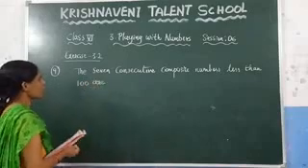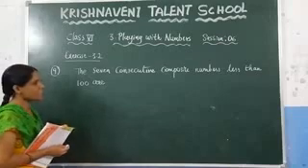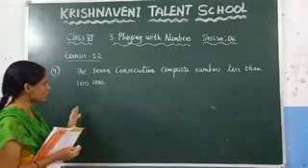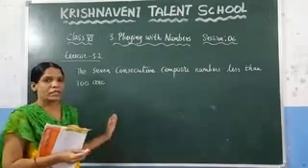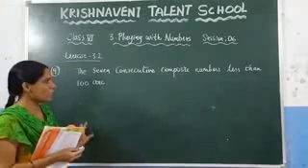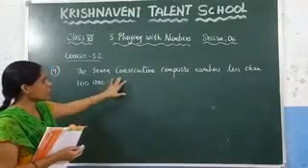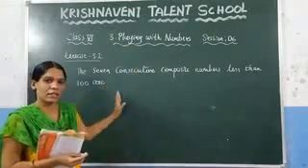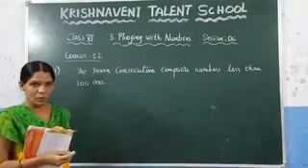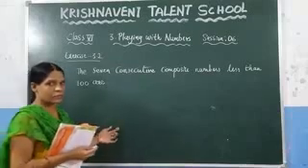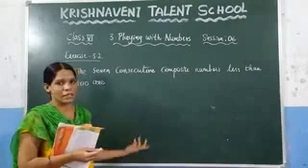What is the question given here? You need to write the 7 consecutive composite numbers less than 100. That means you need to write the numbers below 100, and those numbers should be composite numbers and consecutive numbers. What is meant by consecutive? Consecutive is nothing but the next number.